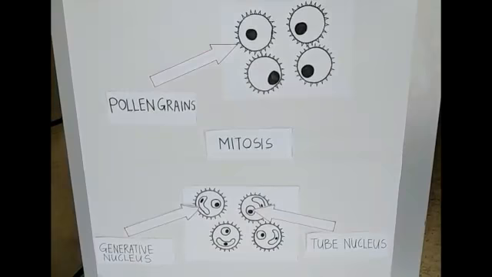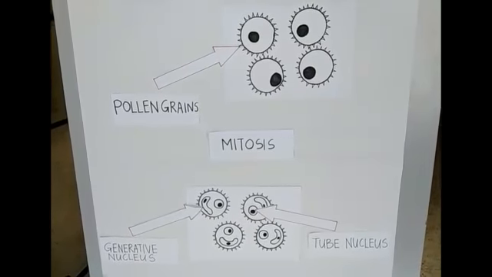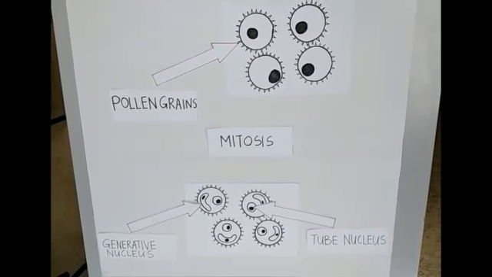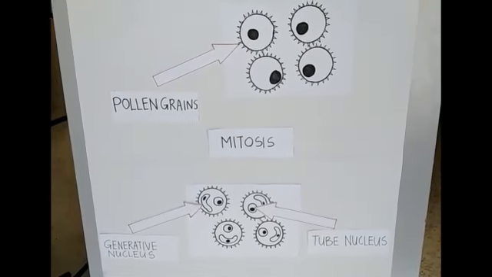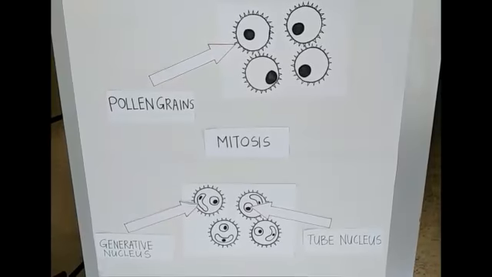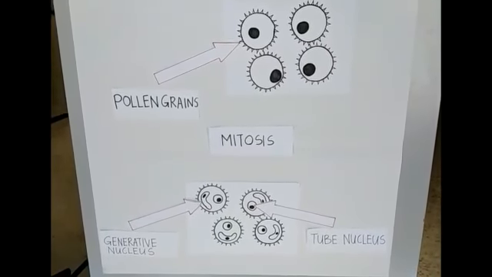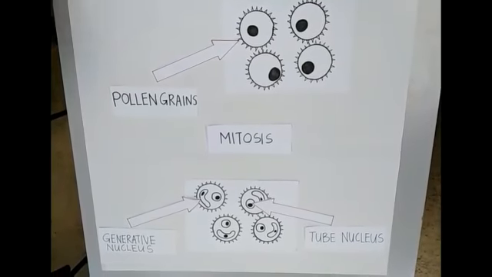At this stage of development, the pollen grain is an immature male gametophyte. A pollen grain will mature when the generative nucleus divides by mitosis to form 2 sperm cells.